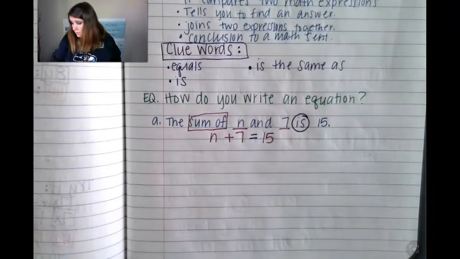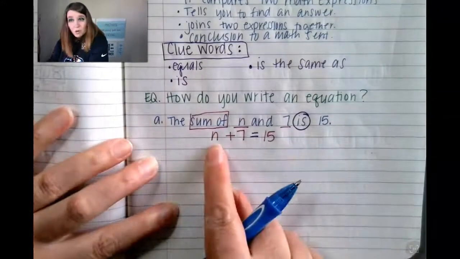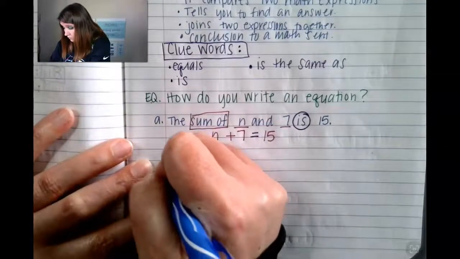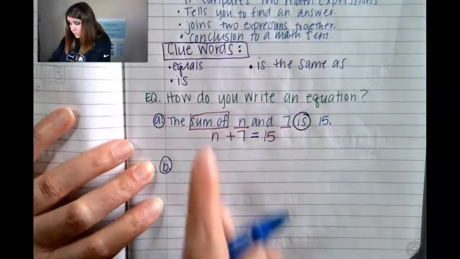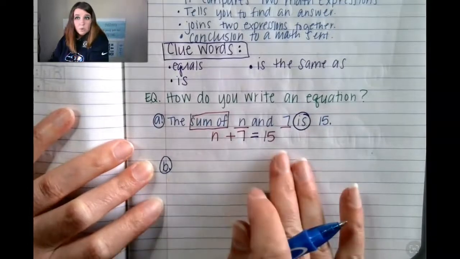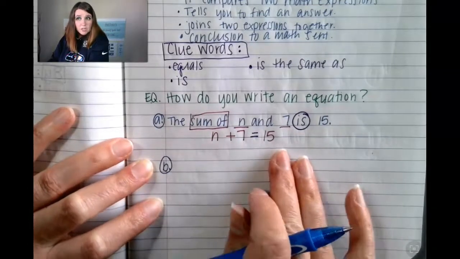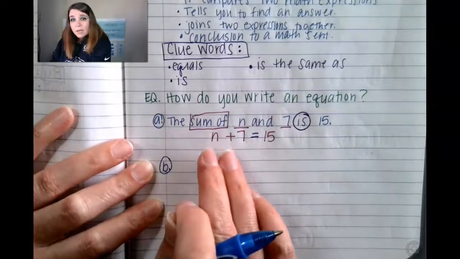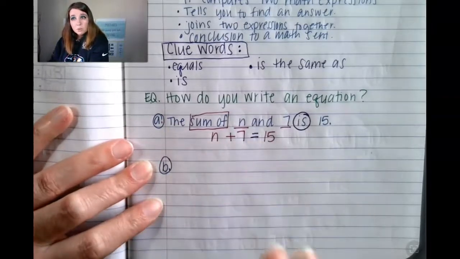Okay, let's do another one. We don't know what n is yet. They haven't told us. We haven't solved for it, and they haven't told us, so we're not going to solve for it. This is what we're writing. We're just writing equations. This is how you write them. It doesn't say evaluate. It says to write them. So we're writing them.